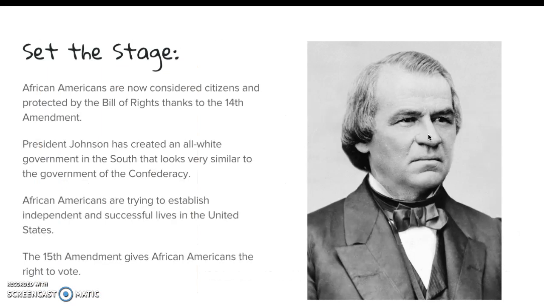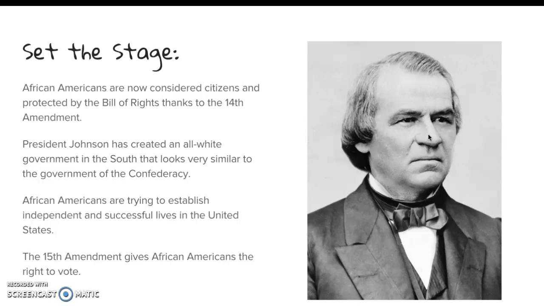So first we need to set the stage, and when we say set the stage, we just mean let's remind ourselves where we're starting. So at this point in time, African Americans are now considered citizens. We talked about the 14th Amendment and how that gave them protection underneath the Bill of Rights. We talked about how even though the 13th Amendment was passed and slavery was no longer legal, it wasn't until the 14th Amendment that they were really guaranteed rights and protection underneath the government.